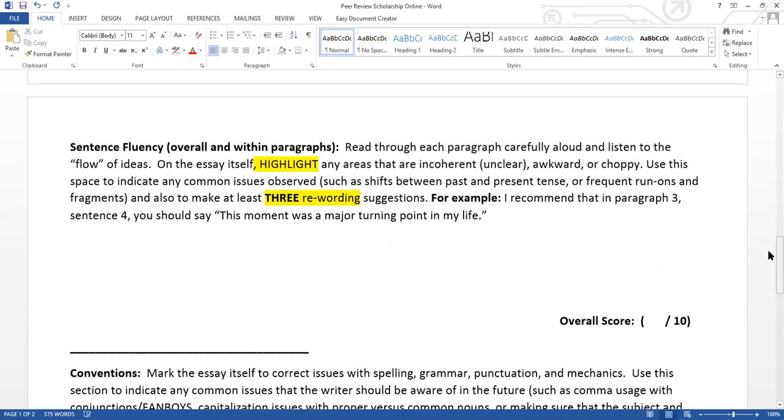Sentence fluency. Okay, this is the hardest one, I think. Read through each paragraph carefully aloud, meaning out loud, like read it out loud to yourself, and listen to the flow of ideas. This is going to help you with sentence fluency. On the essay itself, so you're going to have the student's essay open, highlight any areas that are incoherent or unclear, awkward, or choppy, and then use this space to indicate common issues.